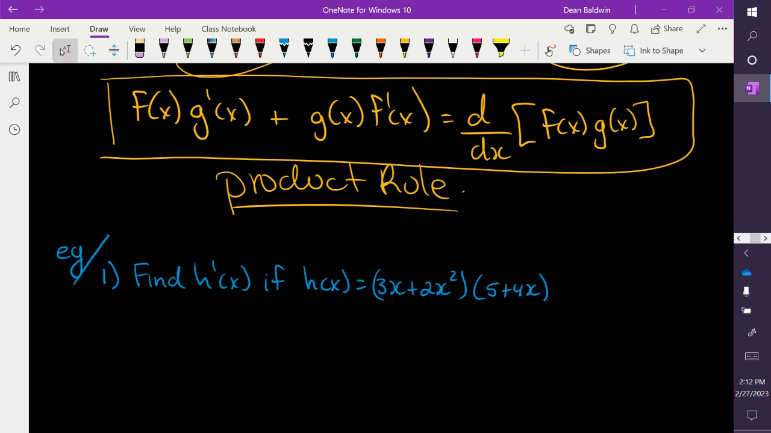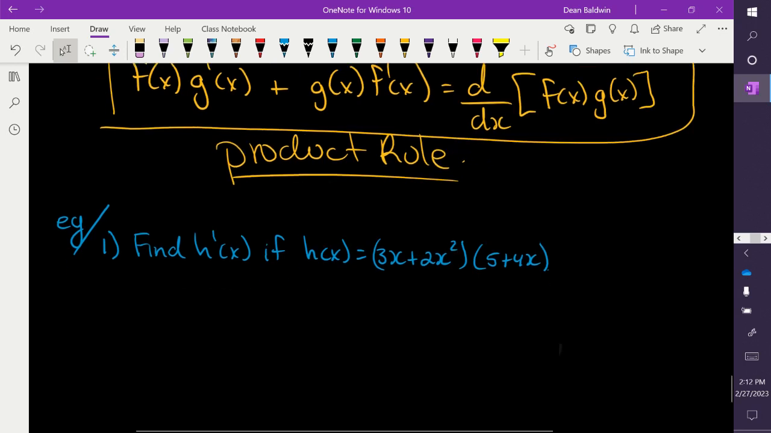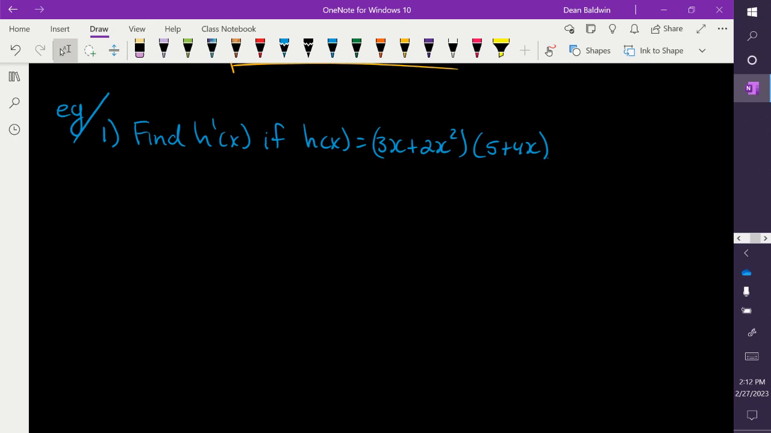Okay, so you could expand it, but like I said, as soon as we start to put exponents on those brackets, you don't want to expand it. Do you want to move it up? Is that better? Okay. So we're going to do it using product rule just because that's what we're practicing.